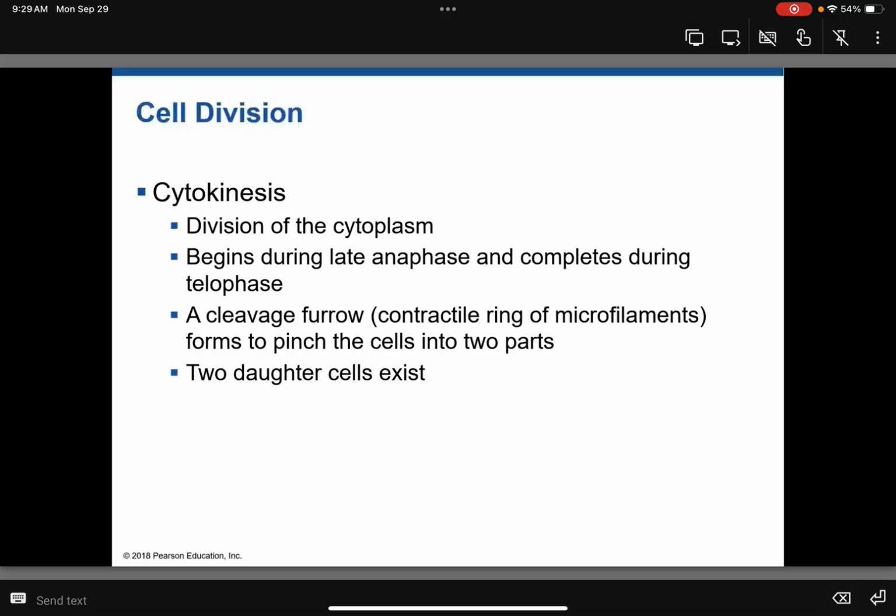And occurring basically simultaneous to telophase is cytokinesis, the division of the cytoplasm. It begins during the late anaphase and completes during telophase. It creates a cleavage furrow that pinches the cell basically into two separate parts, and then creates the two new daughter cells.